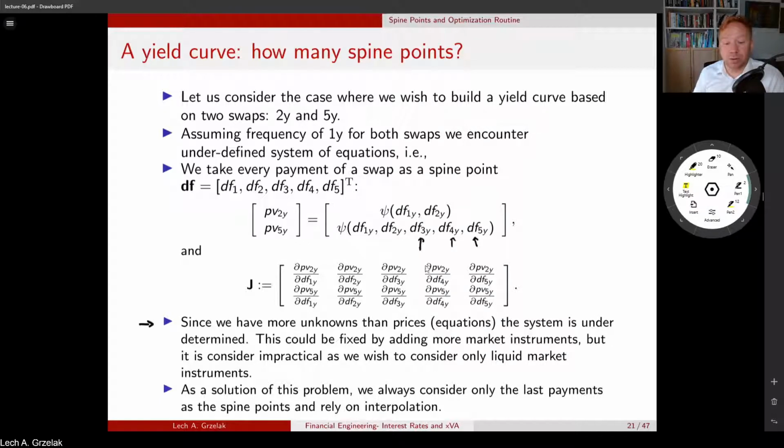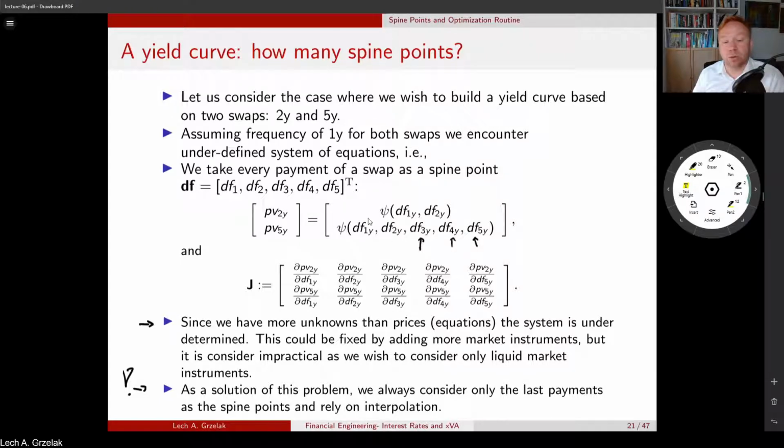We can add more instruments to fix this problem, but this is not really advised. And the solution, something very, very important, is that we always consider only the last payment; those will be our spine points. So if you have one instrument, you can also build a curve with it, because this yield curve would have only one spine point, and everything else will be interpolated and extrapolated. Extrapolation is also very important. If you have 2 instruments, you have only 2 spine points, and everything is still well defined. So the number of instruments will equal the number of spine points. This is the most important message from this slide.